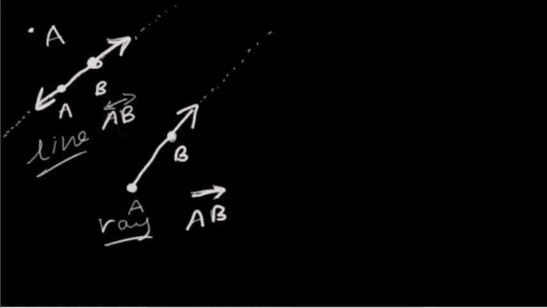And the reason is because rays only go on and on forever in one direction, whereas lines go on and on forever in two directions. So we have two arrows on top of our name for lines and only one arrow on top of our name for rays. Cool stuff.